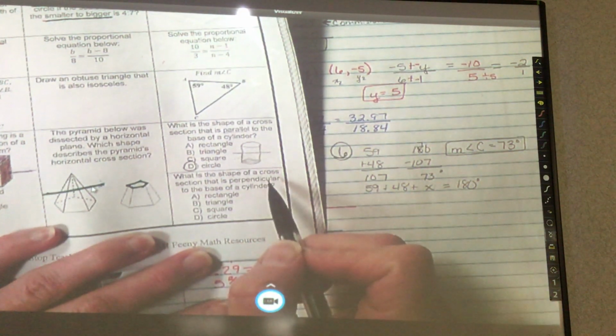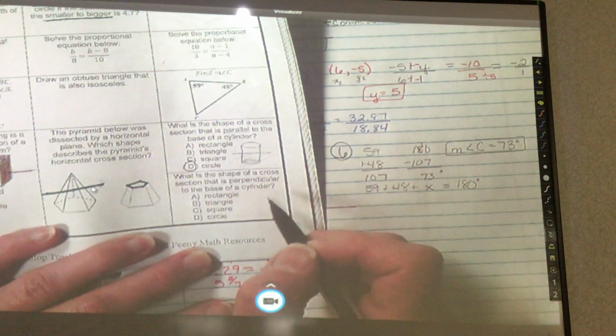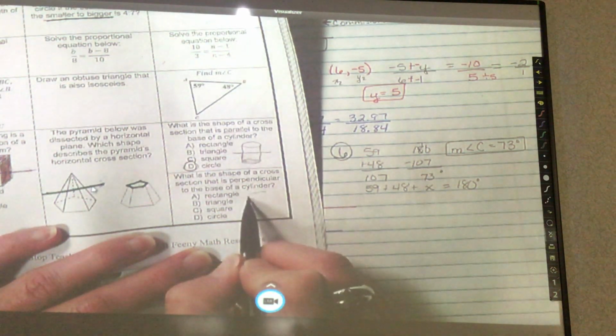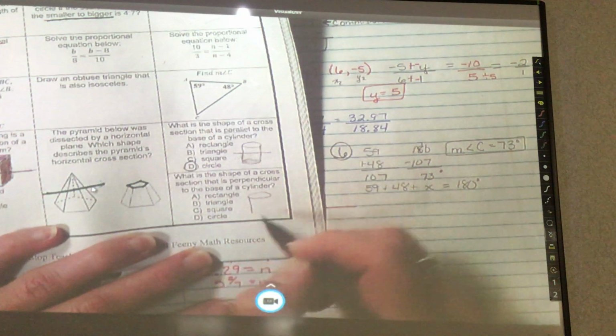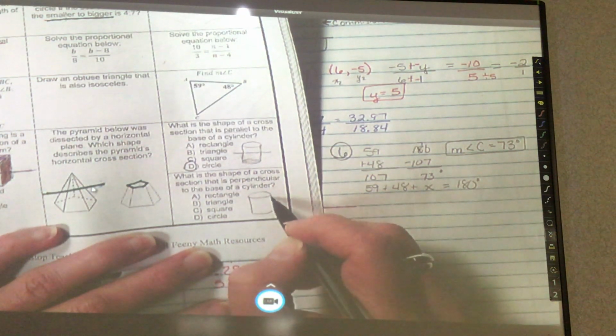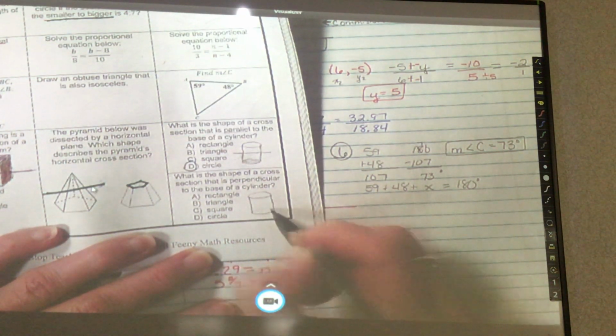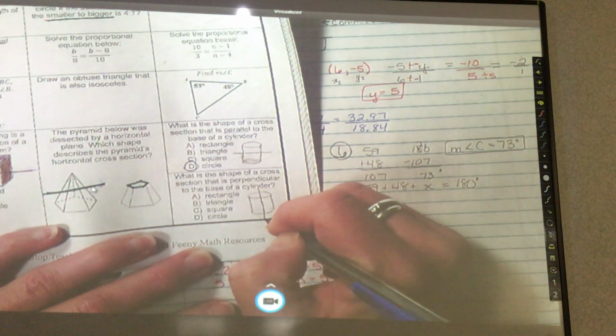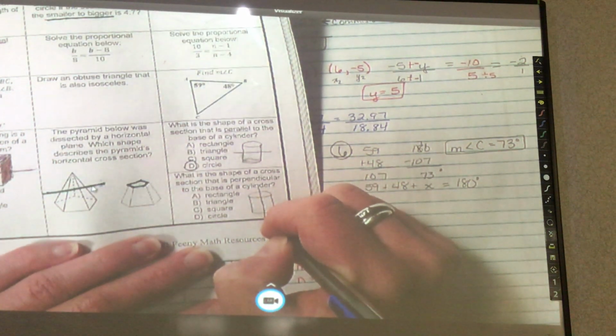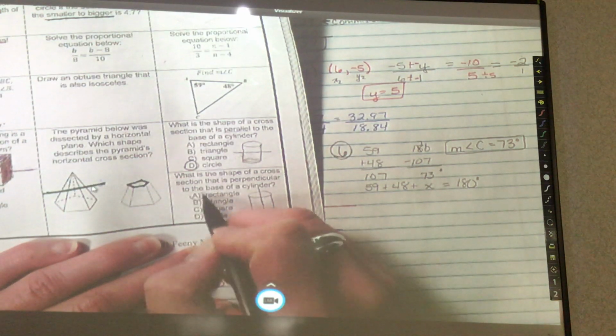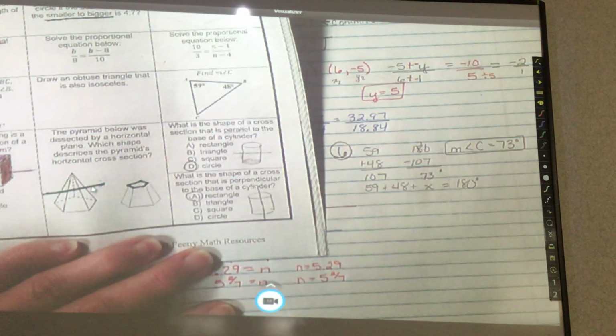What is the shape of a cross section that is perpendicular to the base of the cylinder? So here's my cylinder. Perpendicular means you form a 90-degree angle. So here would be my line. What am I looking at? Rectangle. It's the same as Monday's number 7.